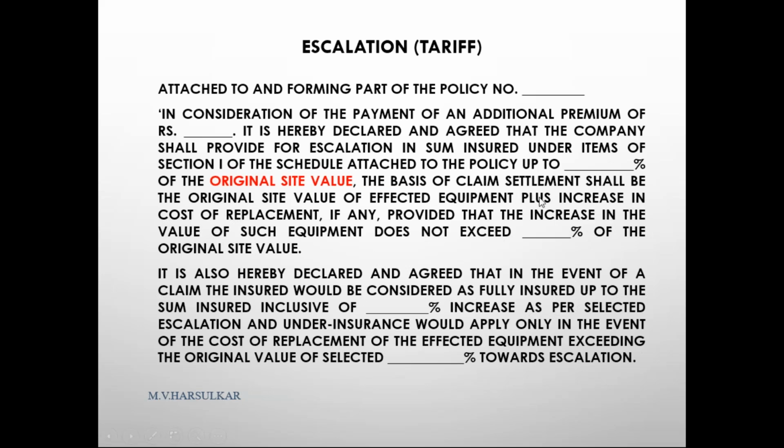The basis of claim settlement shall be the original site value of the affected equipment plus the increase in cost of replacement, if any. If there is an increase, the maximum is whatever he has selected. Underinsurance will apply after that. Say 100 is the sum insured and 20 is escalation. So beyond 120, if the value goes, then only underinsurance will apply. Say 120 divided by replacement of 130. So 120 by 130 will be the underinsurance.